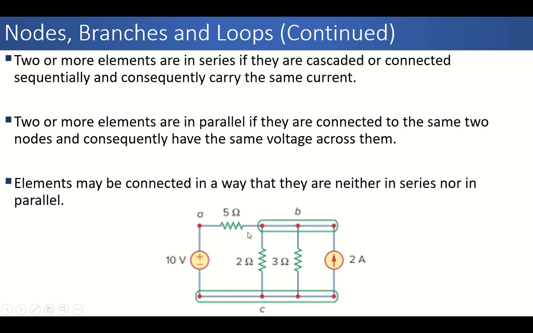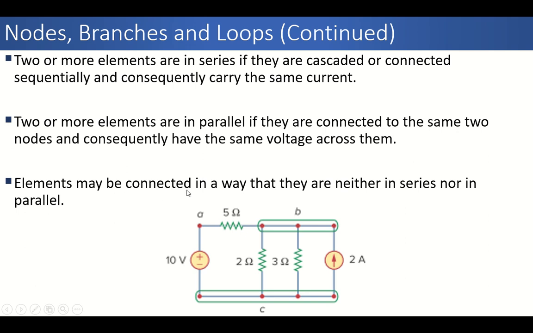So imagine that a certain amount of current is entering at this point, so obviously some amount will be flowing downward in the 2 ohm, another amount will be flowing in the 3 ohm, and the remaining could be flowing through the 2 ampere source. So current in the parallel circuit is different but voltage is the same. And another point for the series is that voltage could be different, generally different, but current is the same.